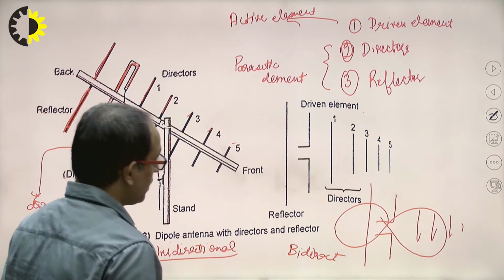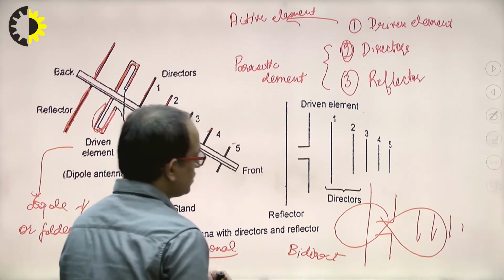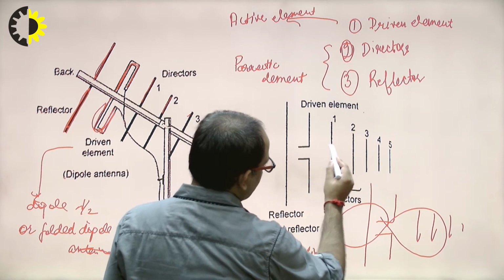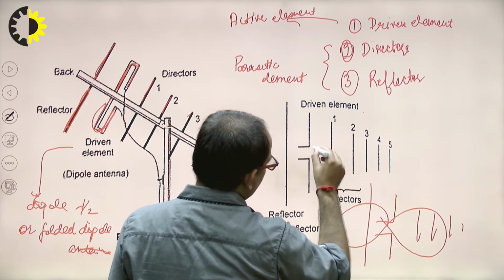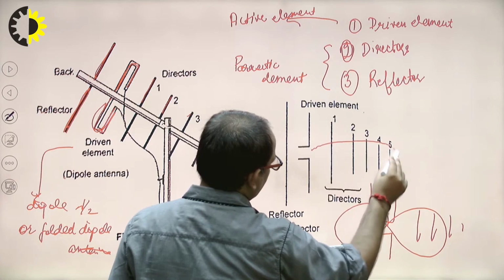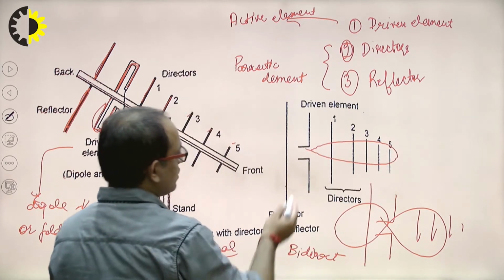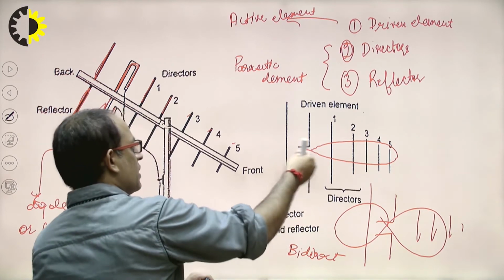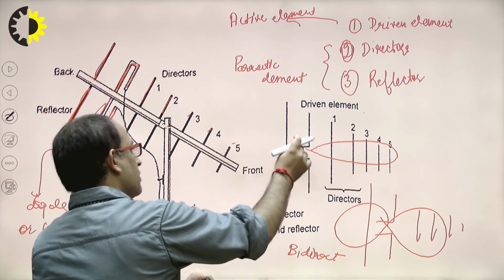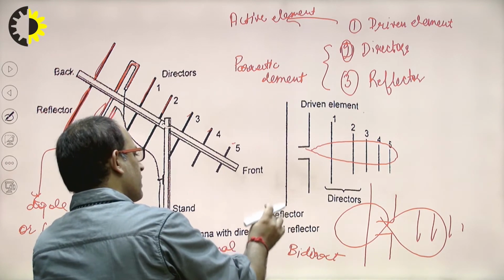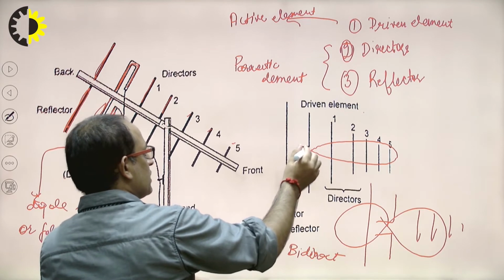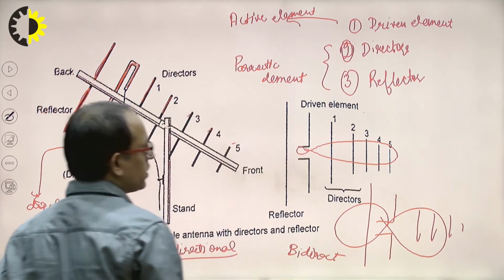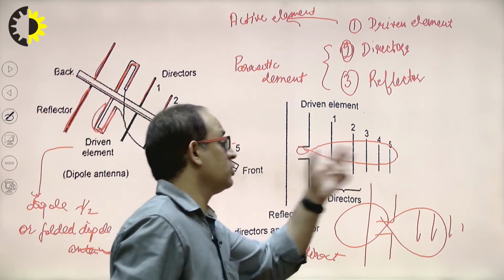Clear? Now see why it becomes unidirectional. This director increases the directivity of this dipole, and the driven element radiates power in this direction, but the power received at the reflector from the dipole gets reflected to the forward direction. That's why its radiation pattern is unidirectional.